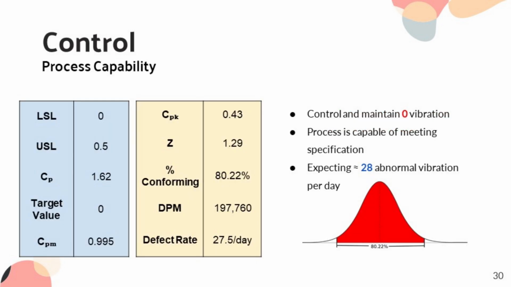Next step of control is process capability. We are targeting no vibration on the turbine, so we create a process capability chart based on it. Results are saying that the process is within specification limit even though the process is not in control. Based on calculation, there will be about 28 unusual vibrations per day.